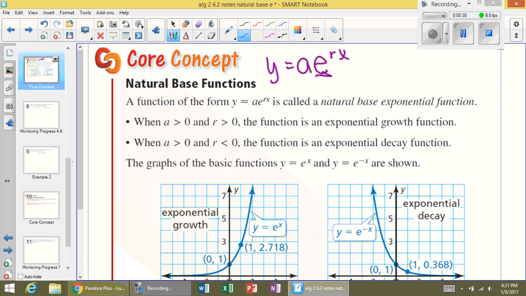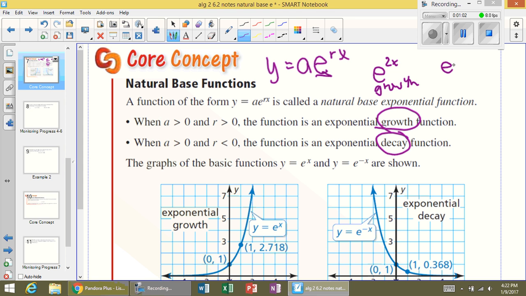natural number e. And when a is positive and r is positive, so both the beginning number, the initial amount, and your rate r are positive, we will have a growth function. When a is positive and r is negative, we are going to have a decay function. So when we're talking about the number e, it is important to understand that if we have e to the 2x power, because that 2 is positive, we're going to have growth.